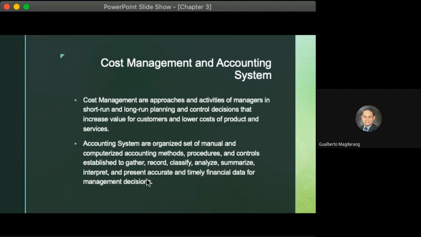So mas malawak siya. Hindi lang basta makapag-generate ng financial report and then tapos na. We need to understand how are we going to satisfy them para continuously they will support, they will buy our product, and then they will patronize our product para mag-generate ng continuous sales and income sa atin.